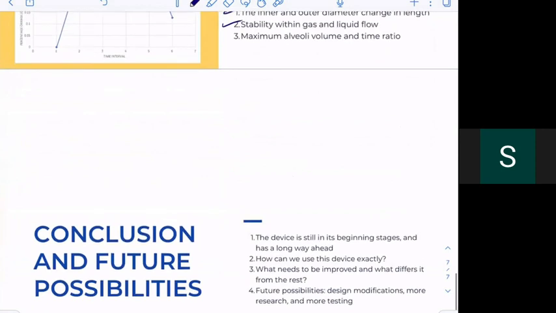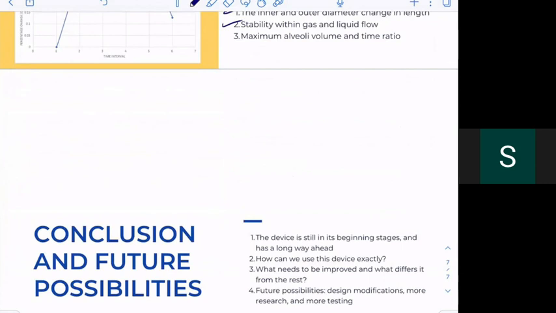Conclusion and future possibilities. The device is still in its beginning stages and has a long way ahead. So there's still a lot of modifications that we need to do. One of them is that we need an actual gas outlet. We only have a gas inlet. The other one would be making the device more stable, since we did run through a lot of problems throughout the design process.